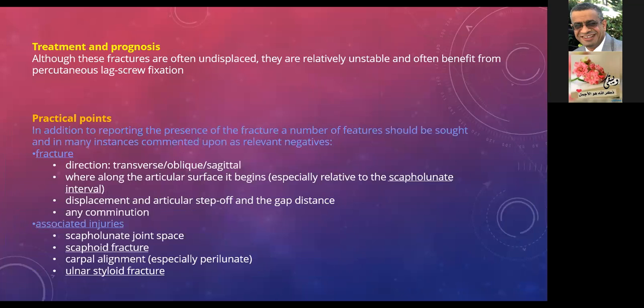In addition to reporting the presence of the fracture, a number of features should be sought and in many instances commented upon as relevant negatives. Fracture direction: transverse, oblique, or sagittal, and where along the articular surface it begins, especially relative to the scapholunate interval. Displacement, articular step-off and gap distance, and any comminution. Associated injury: scapholunate joint space, scaphoid fracture, carpal alignment, especially perilunate, and ulnar styloid fracture.